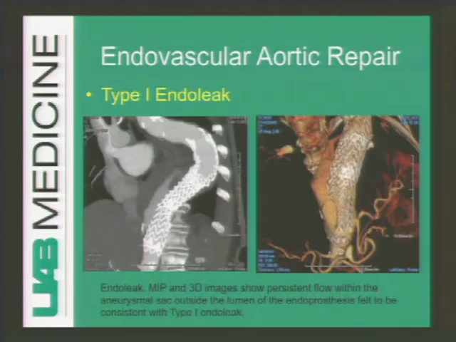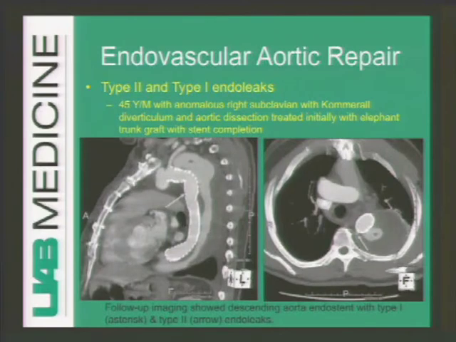Here's an example of a type 1 endoleak. This was a patient who had a descending thoracic aortic stent graft. Here you can see a portion of the graft. This is contrast outside of the graft within the native aneurysm sac, and it's coming up from the bottom, so this would be a type 1B endoleak. And here you can see the 3D volume rendered reconstruction showing the contrast coming up from the bottom, so a type 1B endoleak, and they repair these usually with stent graft extensions if they can.